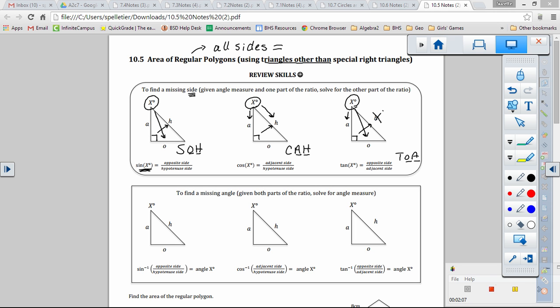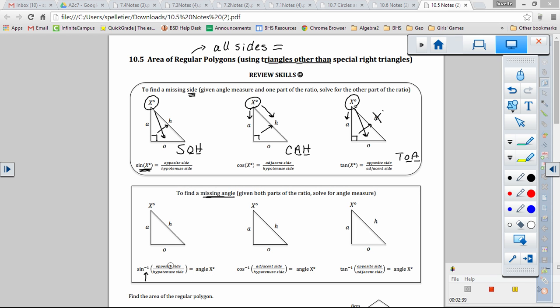The other thing I want you to remember is that when you're looking for the missing angle, you need to do the inverse of the sine, cosine, or tangent to find the angle measure. When you're looking for the missing side, you simply do sine, cosine, tangent. But when you're looking for the missing angle, you have to do the inverse. That's why there's this little -1 that indicates that we're doing the inverse. Then you put the ratio, opposite over hypotenuse, in the parentheses and calculate that on your calculator. What you get as a result is the degree measure of your angle.